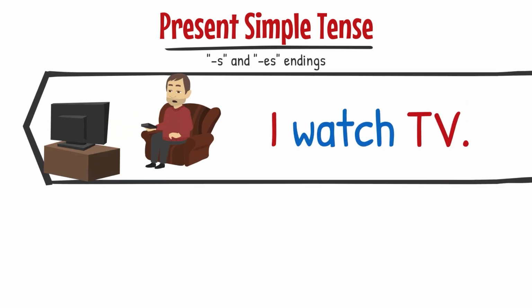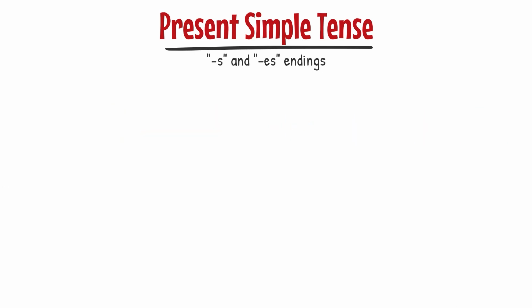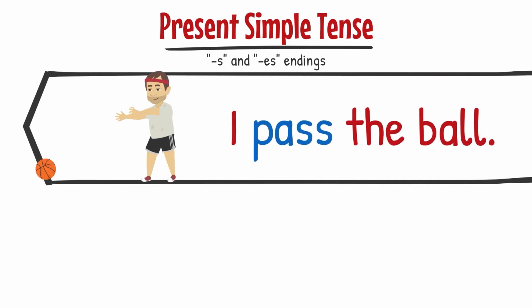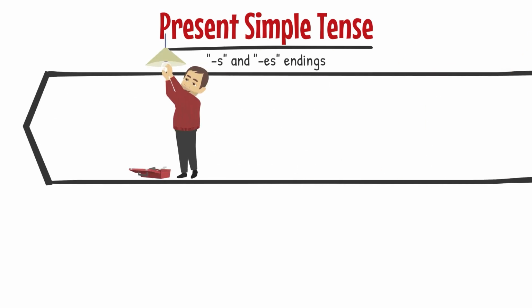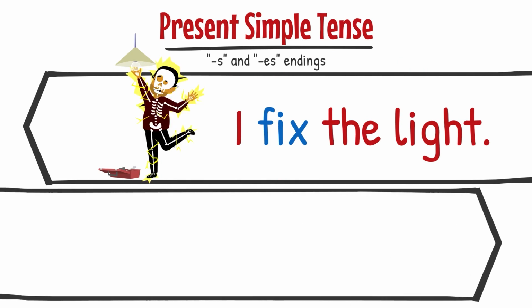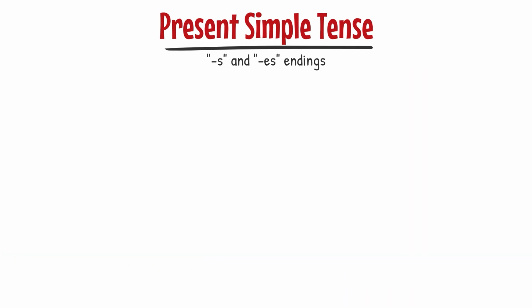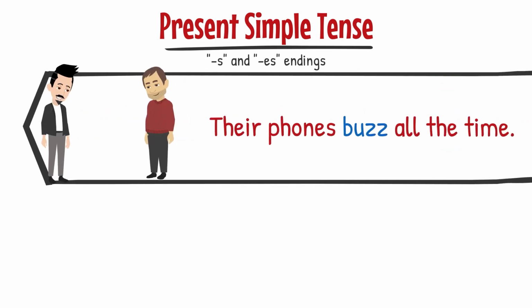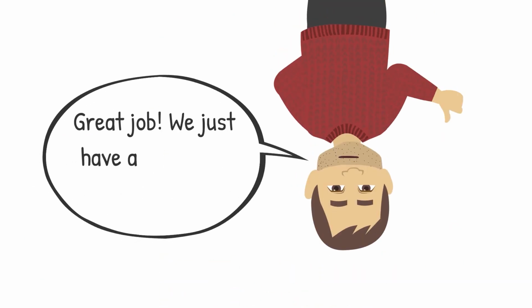I watch TV. She watches TV. I pass the ball. He passes the ball. I fix the light. She fixes the light. Their phones buzz all the time. Her phone buzzes all the time. Great job! We just have a few more things to cover.